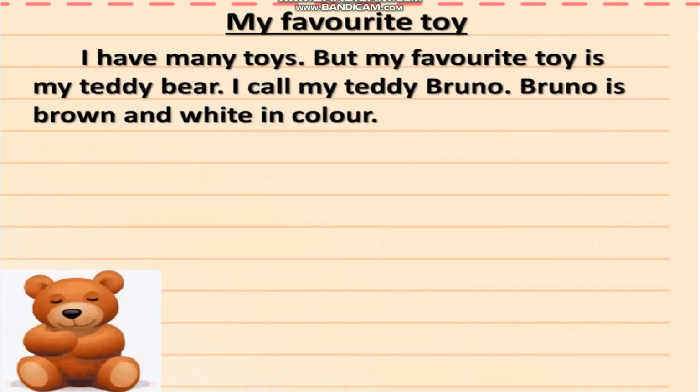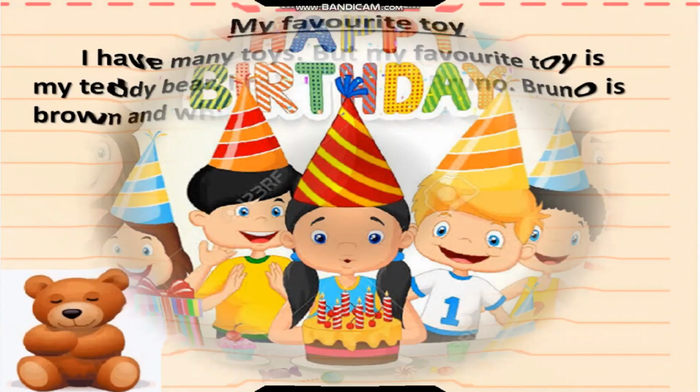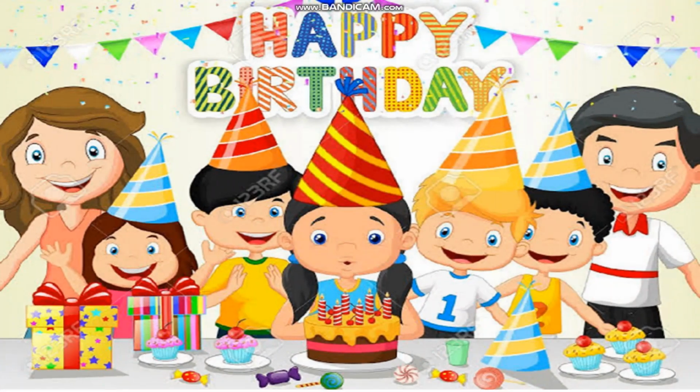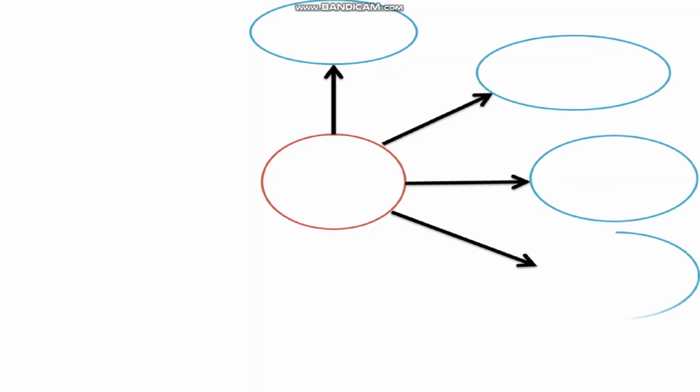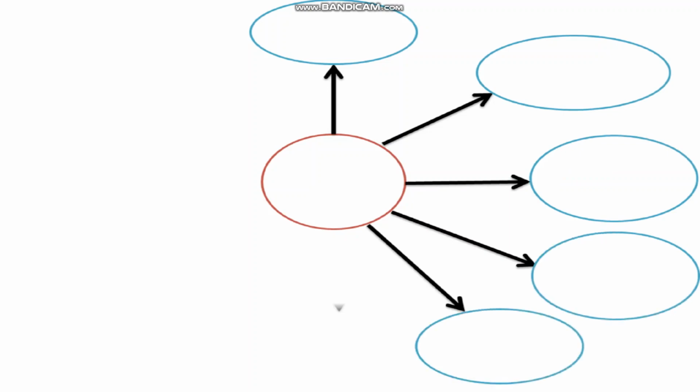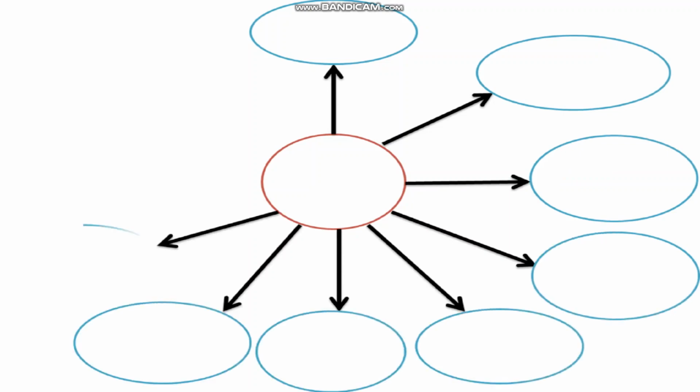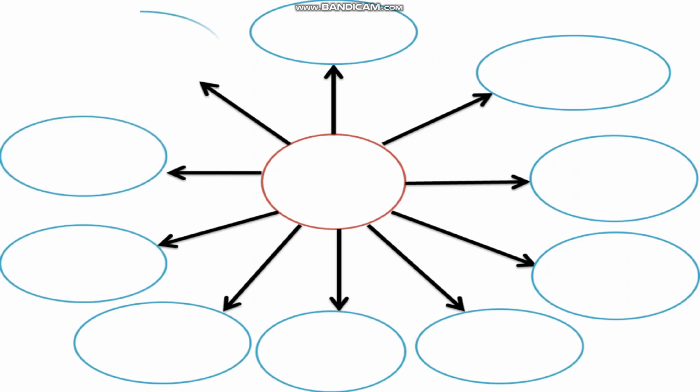Today, we will be writing our picture composition on the following picture. The picture is of a birthday scene. Before we start writing our picture composition, let us first prepare our word web. Yippee! Our word web is ready.